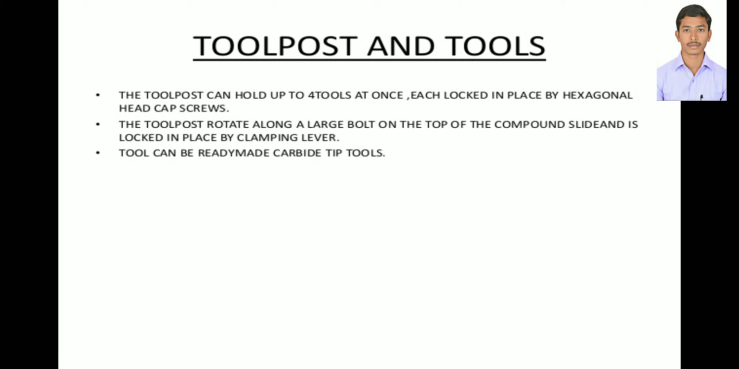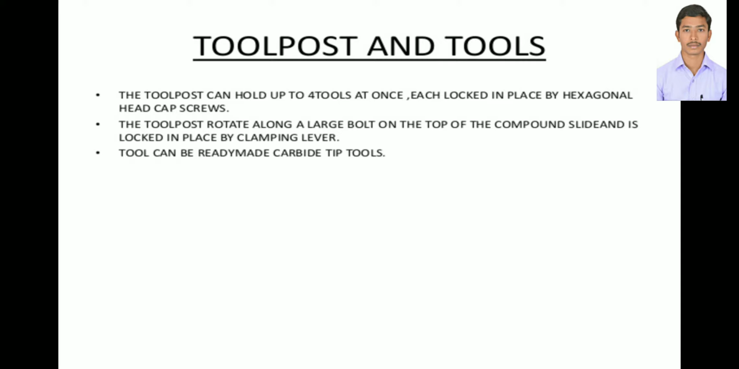And what is the tool post, and what tools are used in the lathe machine? You can see the tool post. The tool post can hold up to 4 tools at once, each locked in place by hexagonal head cap screws. So in this tool post we place 4 different types of tools at once, each locked in place by hexagonal head cap screws.